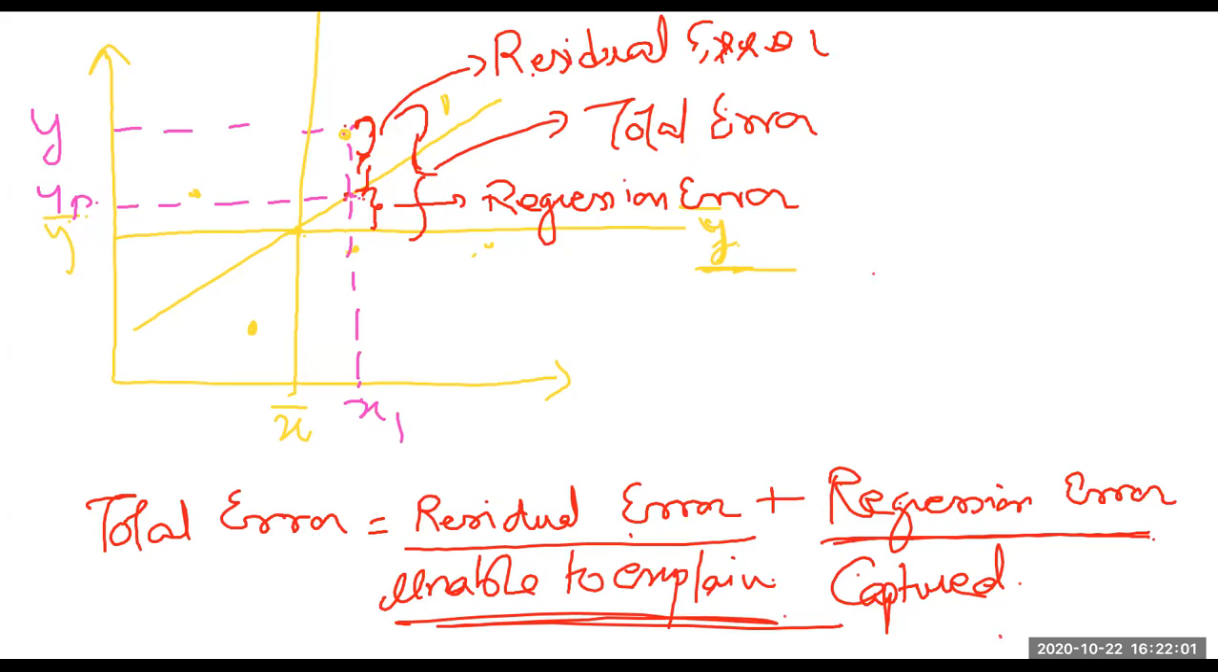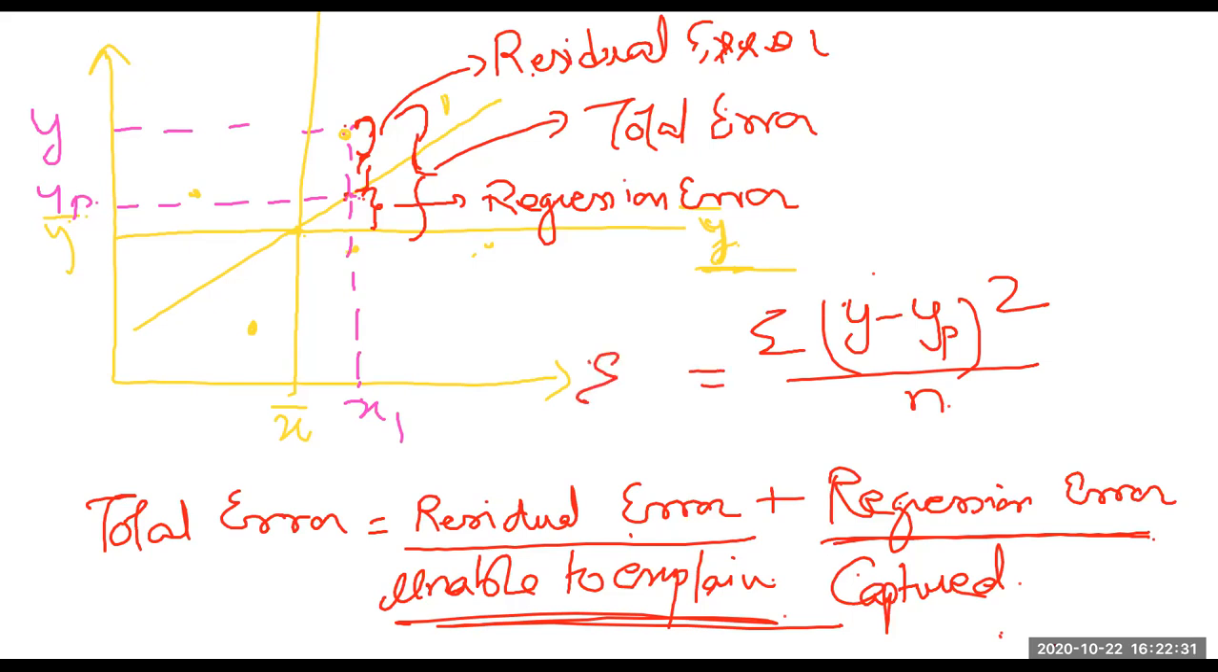And what is residual error? Residual error is the summation of the square of y minus y predicted, upon n. So that's the total residual error. If you remember the variance formula, this residual error is also a variance, or variation. It is the variation between the predicted value and the observed value. The formula is exactly similar to variance, but it's not called variance. It's called the residual error, the variance of the observed value and the value predicted by the model.